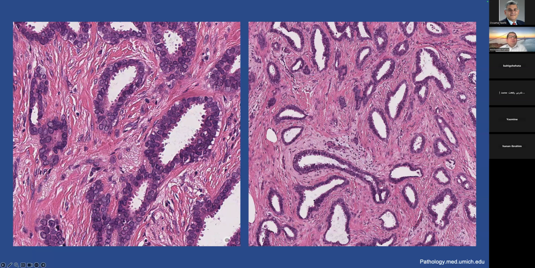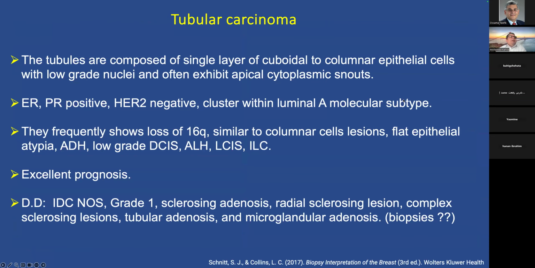It's usually an elderly female. By default, they are grade 1, and they are ER positive tumors. And if you do the molecular expression, they are luminal A tumors. And they have excellent prognosis.